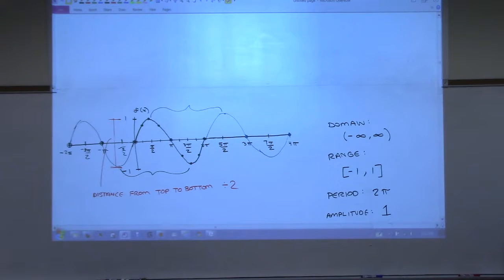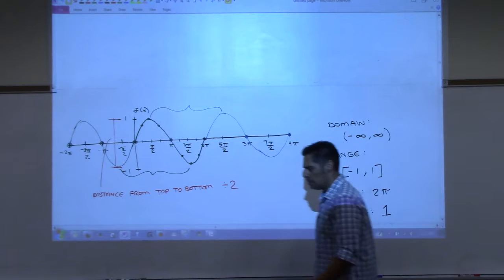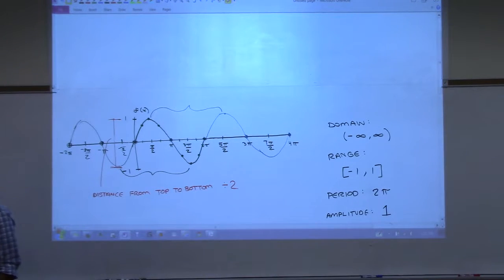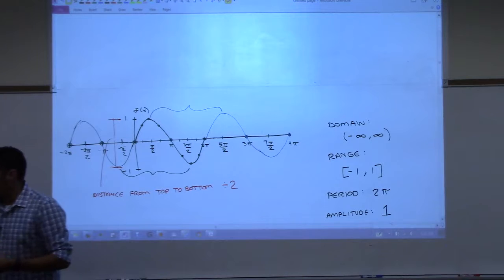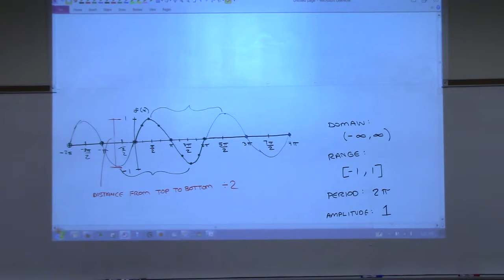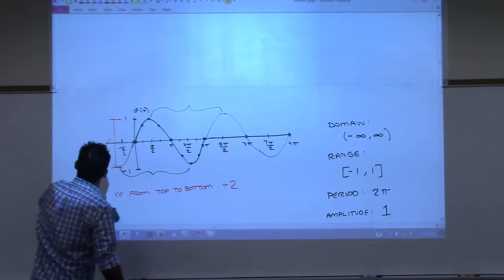We good? Questions? Comments? Did anyone see where that cap went? Oh, there it is. All right, I'm going to erase this, and I have a little animation to show you. It's basically everything I just put up on the board, but animated. Sometimes it helps students see it a little better.